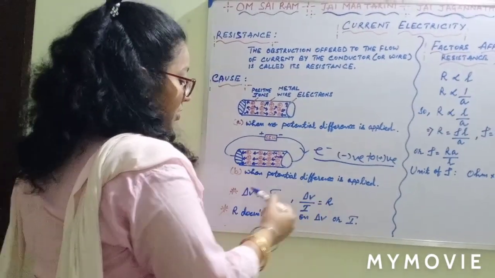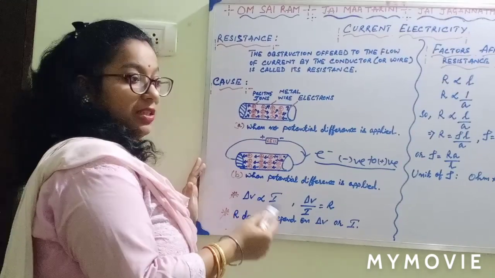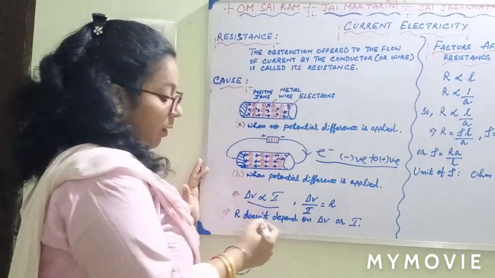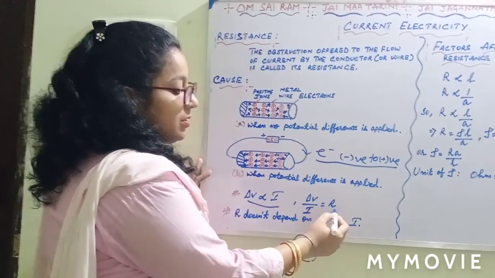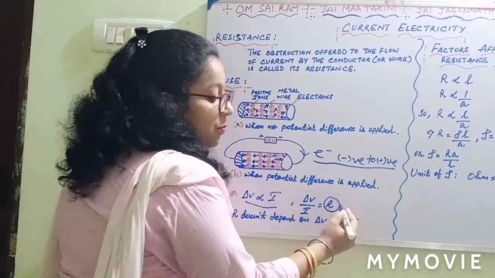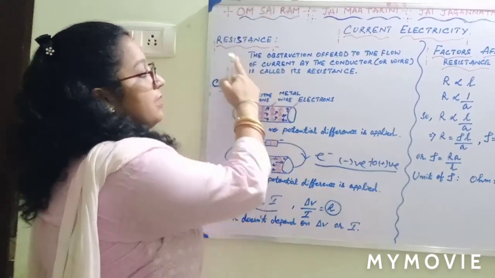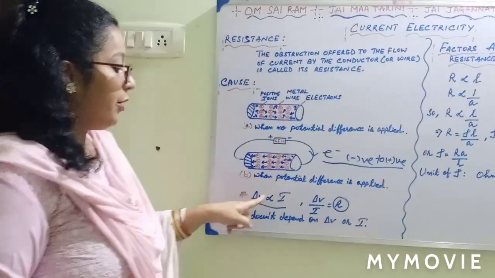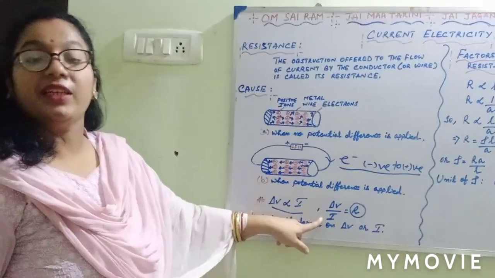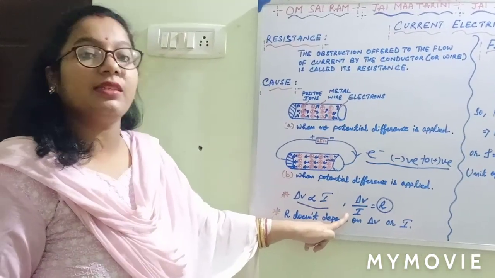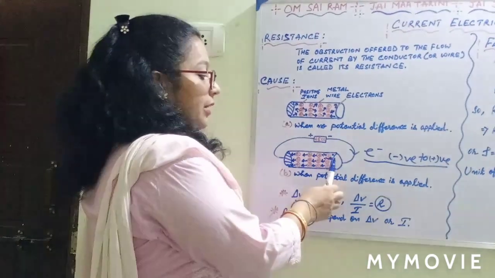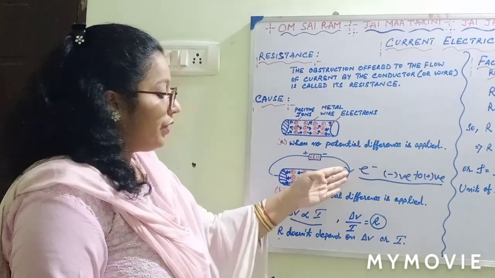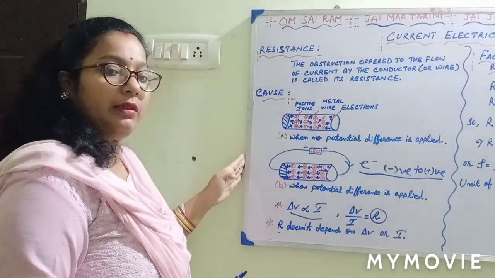Now, we know that ΔV, the change in potential difference, is directly proportional to I. That is our Ohm's law. So ΔV by I is equal to R, and this R is the proportionality constant known as resistance. Clear? So this resistance does not depend on ΔV or I. It depends on the collisions that the electrons come across while moving from one terminal to the other terminal.